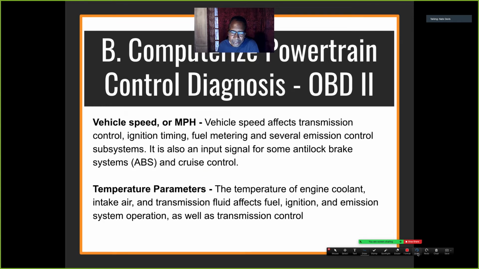Temperature parameters: the temperature of the engine coolant intake, transmission fluid. Transmission fluid affects the fuel, ignition, and emission system operation, as well as the transmission control. Right? Remember, it has to let the computer know the car is at operating temperature.